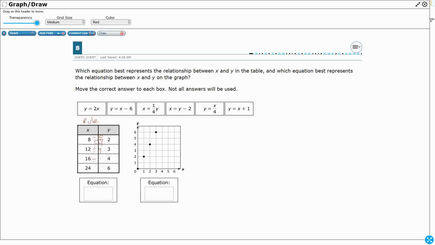16 divided by 4 would work. And then 24 divided by 4 makes 6. Yes, so you're always wanting to look between the two variables, x and y, side to side. So it looks like we're going to divide by 4. Now, how would we write this? Because there's no divide by 4 rule out there.